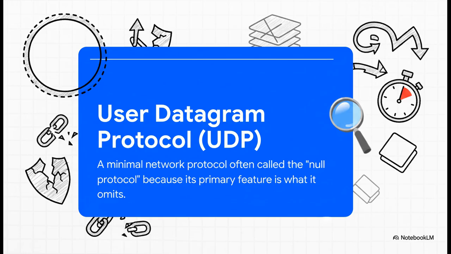And that analogy leads us straight to what UDP actually is. It is, by design, a minimal protocol. That nickname, the Null Protocol, is just perfect because UDP's most important feature isn't what it does, it's what it doesn't do. It intentionally throws out all the safety nets, all the guarantees that TCP has, all in the name of one thing: pure, unadulterated speed.